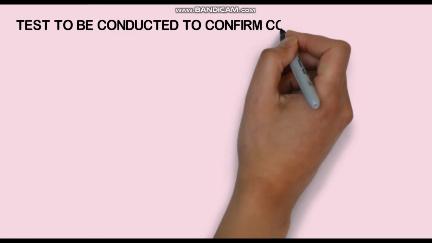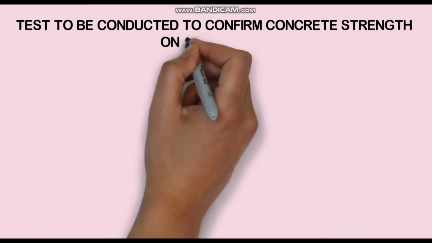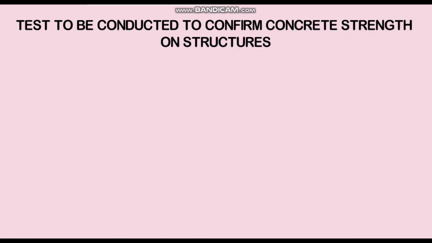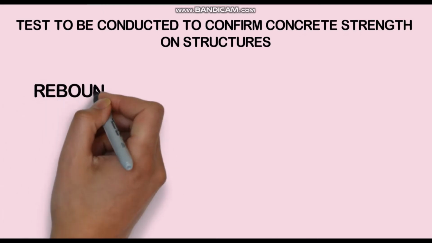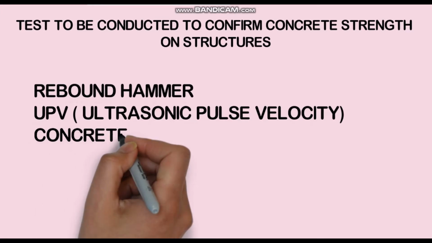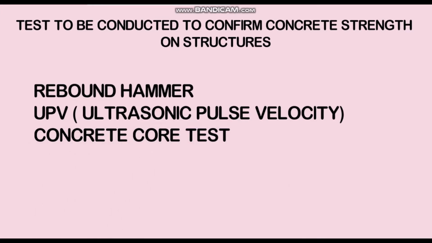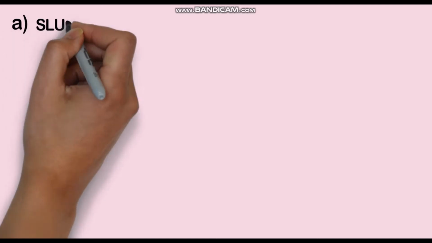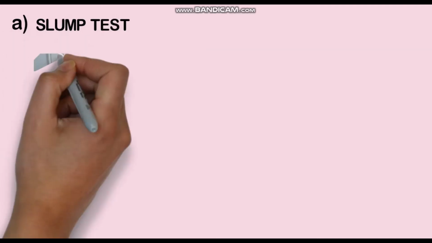Then the tests to be conducted to confirm concrete strength on structures: rebound hammer test, UPV ultrasonic pulse velocity test, and concrete core test. These are the tests which are conducted to confirm the structural strength. In this particular section, we are going to discuss the slump test.